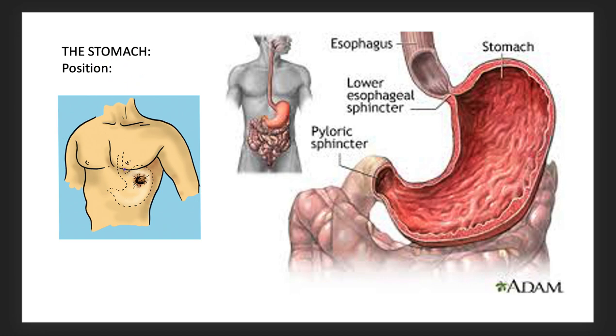So where is the stomach located? It's located in the chest region over here, on the left side. It's like the letter J. Can you see? It's often called the J-shaped bag, or a flattened J-shaped structure, and it is the widest part of the alimentary canal.